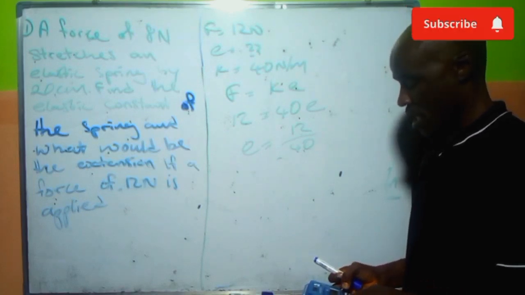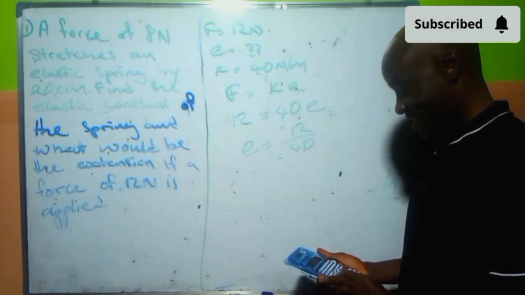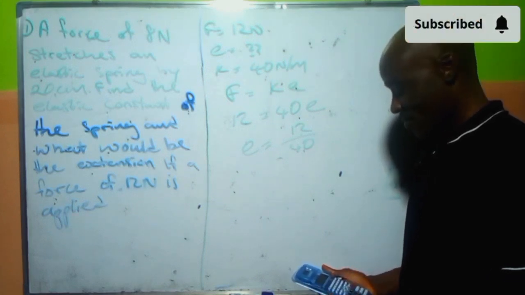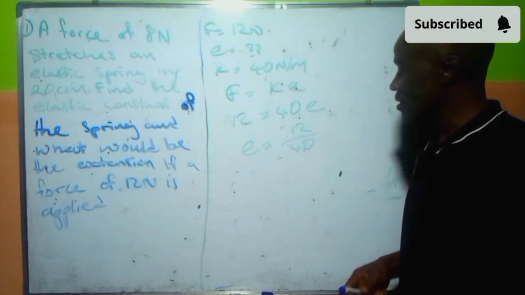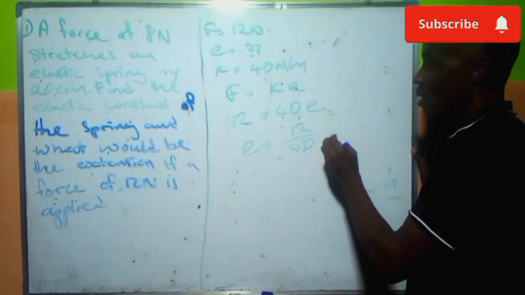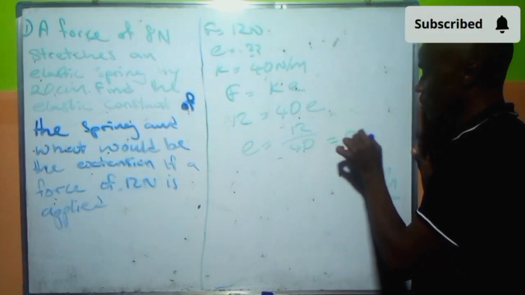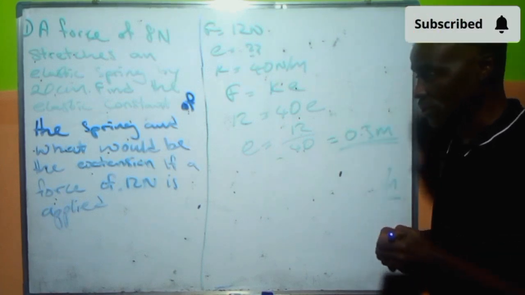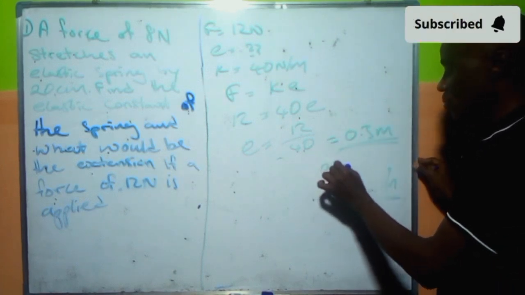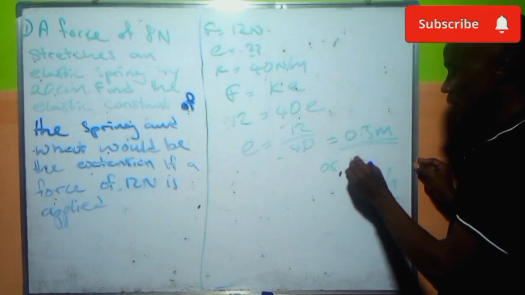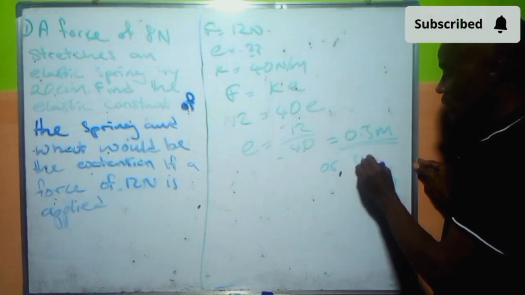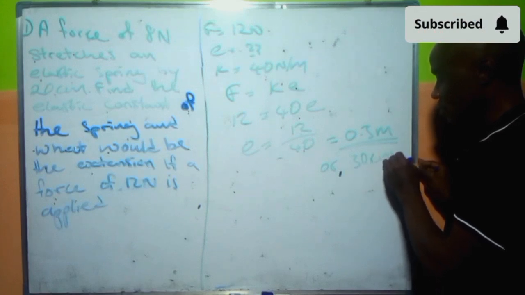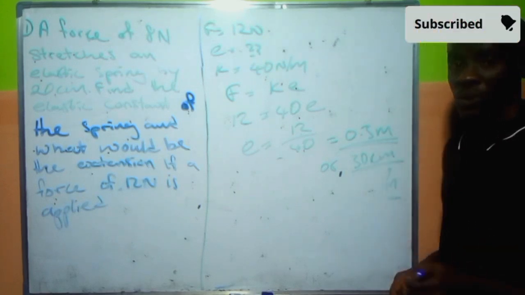Amazing calculator. Divide by 40. We have the extension to be what? Our extension this time is now 0.3 meter. That is our extension. Or we can convert it to cm. We have what? 30 multiplied by 100. We have 30 cm. So that's what we have.